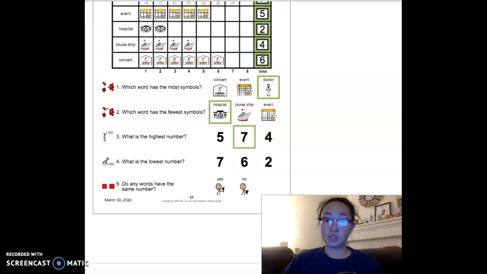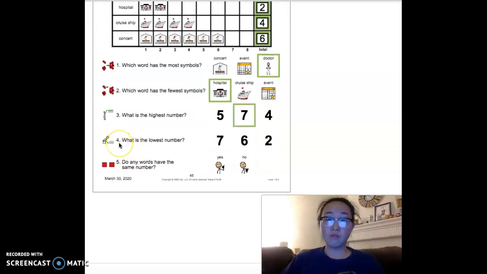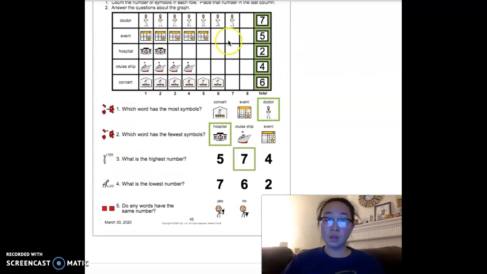Okay, let's do our next one, which is 4. What is the lowest number? 7, 6, or 2? So if we look at that, here we have 7 doctors. We have 6 concerts, and we have 2 hospitals. The lowest number is what? It'll be our hospital. 2 over here. 2. Because that one has the least amount of icons next to it.